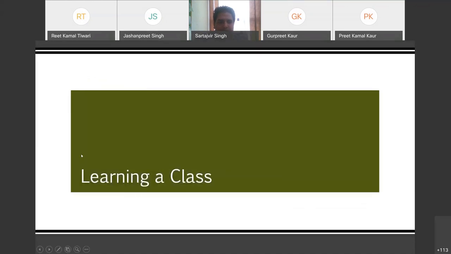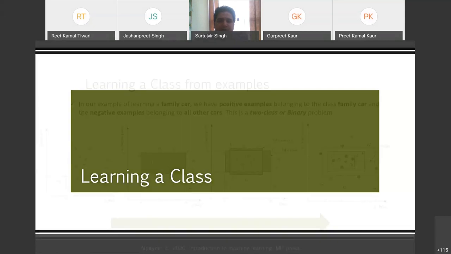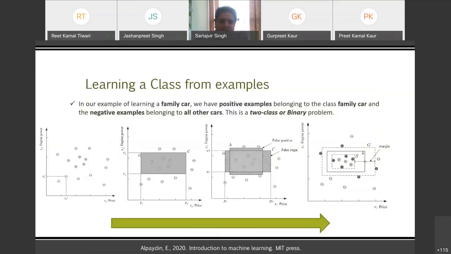So let us begin with machine learning, and it actually starts from learning a class from examples. This is one of the very basic examples of machine learning. For example, if someone wants to buy a family car, which doesn't require much, there are two axes. There is engine power, and the second one is price. The family car wants neither very high nor very low engine power, and there is no requirement for costly cars or cheaper cars. So they must lie within that particular range.